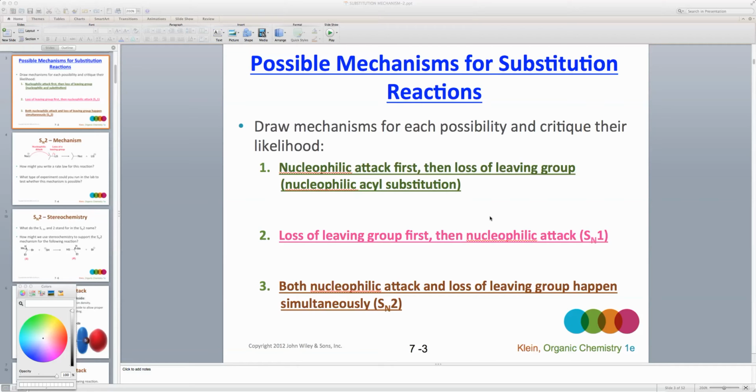The second logical possibility that we have is that we have the loss of the leaving group first. And of course, remember, this would leave us with a carbocation intermediate. Then in the second step, we'll have nucleophilic attack. The third possibility is that both the nucleophilic attack and the loss of the leaving group happen simultaneously.